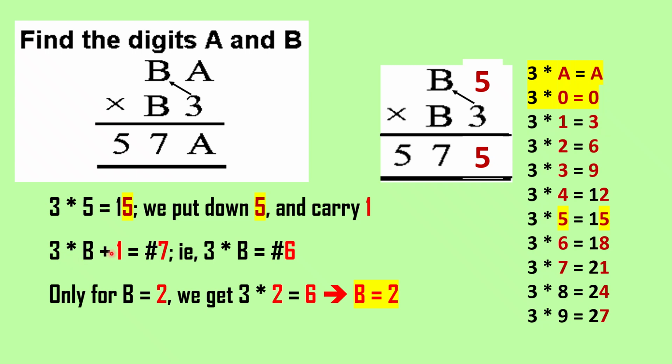3 into B plus 1 carried from that 3 into 5 equal to 15, 1 carried. So that gives you something ending in 7. So 3 into B plus 1 ends in 7. So 3 into B is 6. Now only for B equal to 2, you get 3 into 2 equal to 6. So if you put B equal to 2, 3 into 2 equal to 6, and then 1 carried, you'll get 7. So let us say B equal to 2.